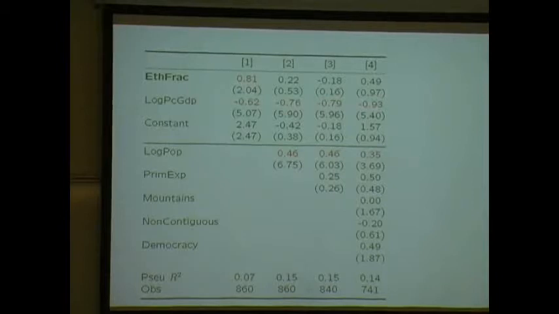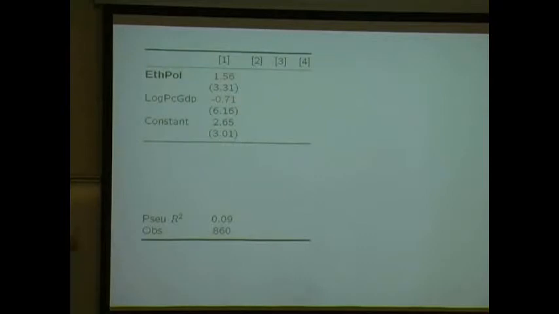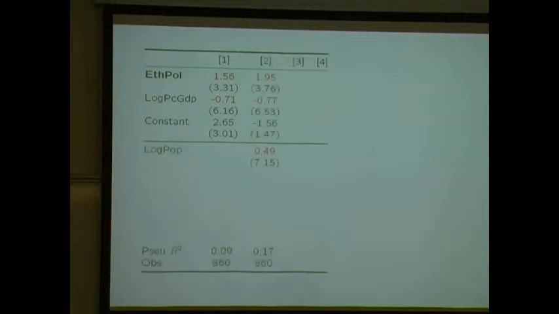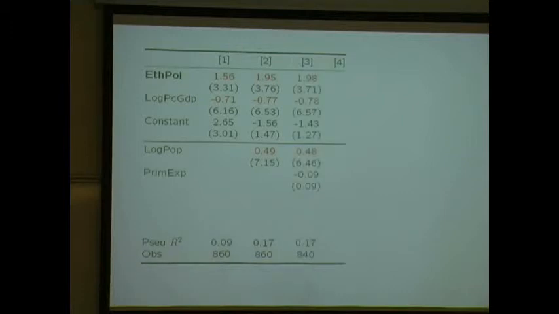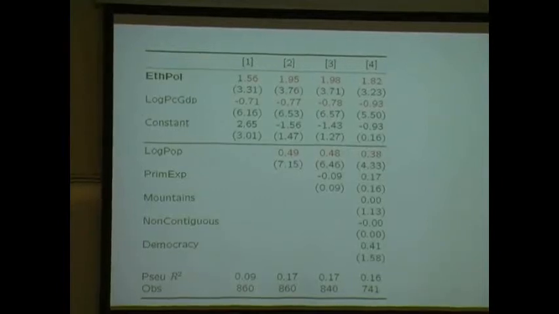Now, if you do the same thing using ethnic polarization, you put in ethnic polarization and run the same set of regressions, it starts off again as significant. But this time, when you add controls, it stays significant. It stays positive and significant for conflict, even when you add in the full set of controls. So ethnic polarization seems to have a strong correlation with conflict, and it's something that you do not see with ethnic fractionalization.